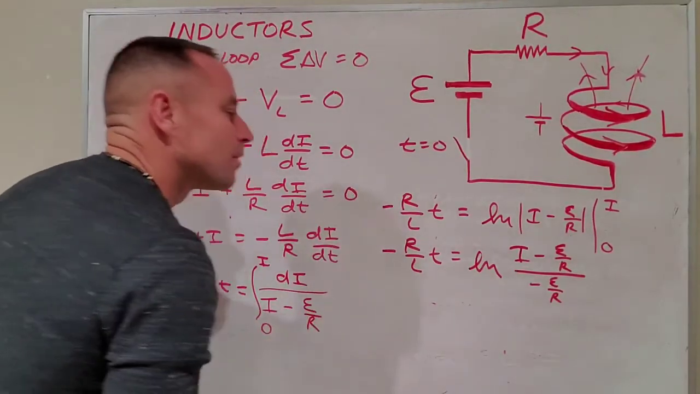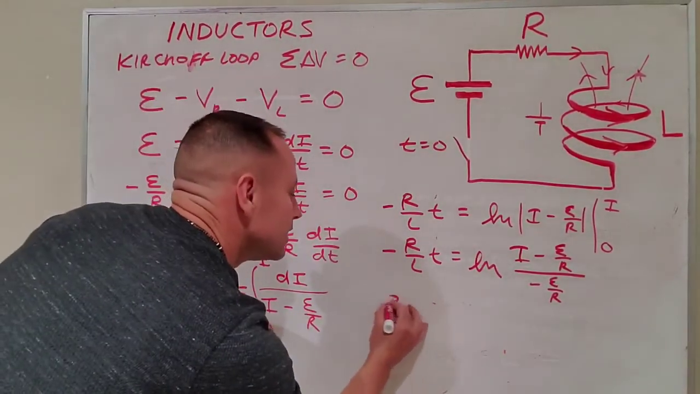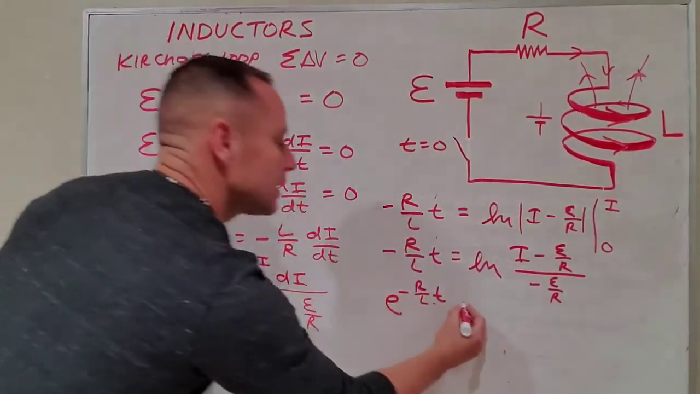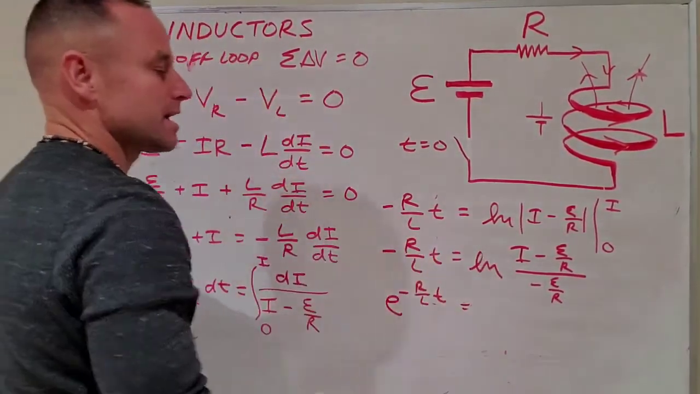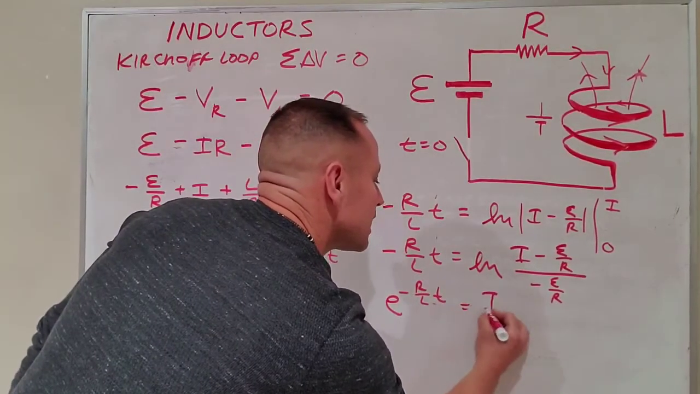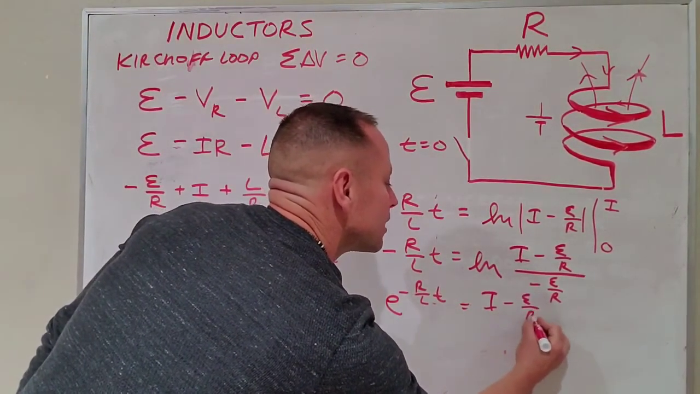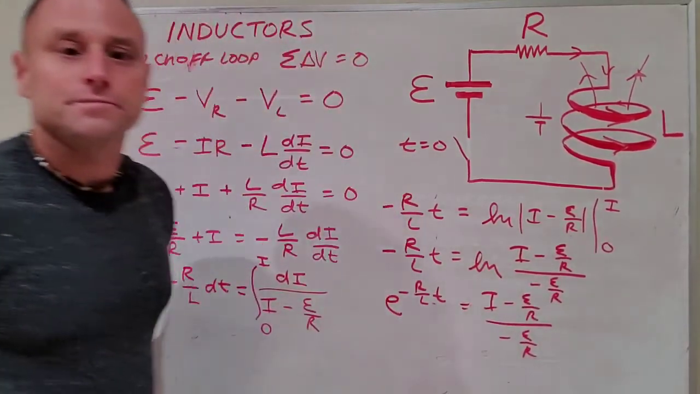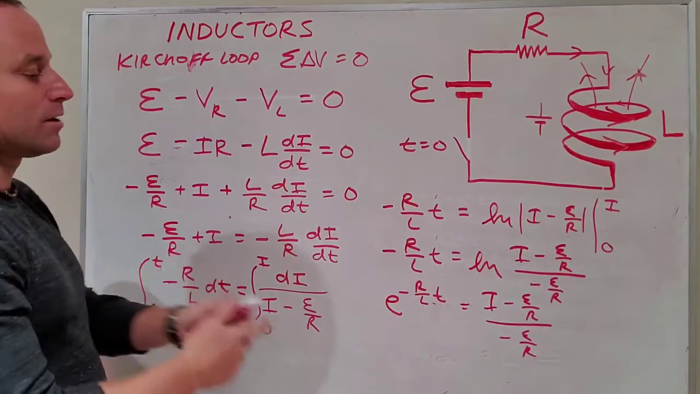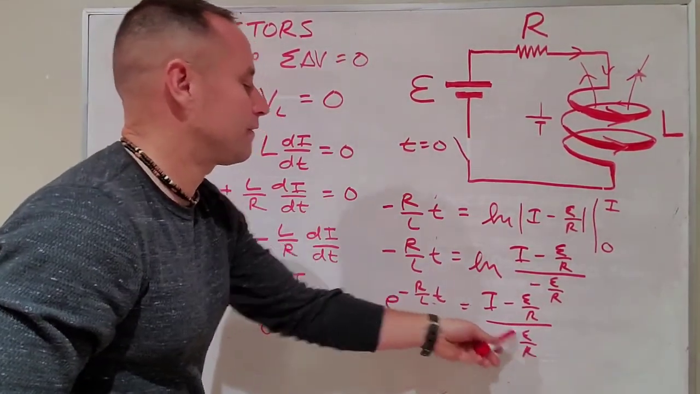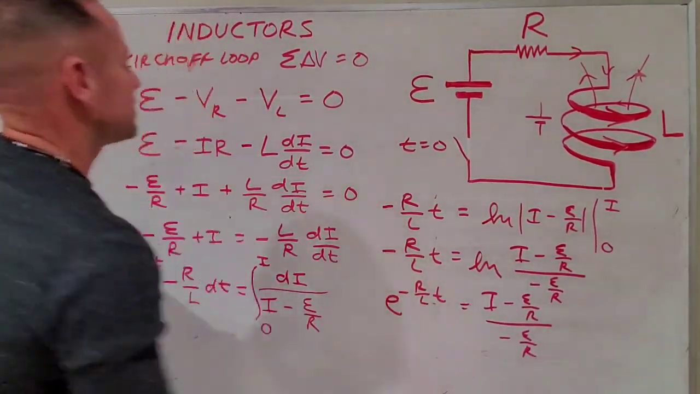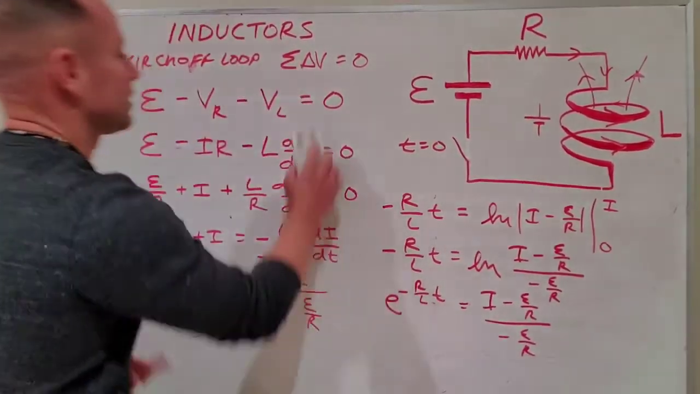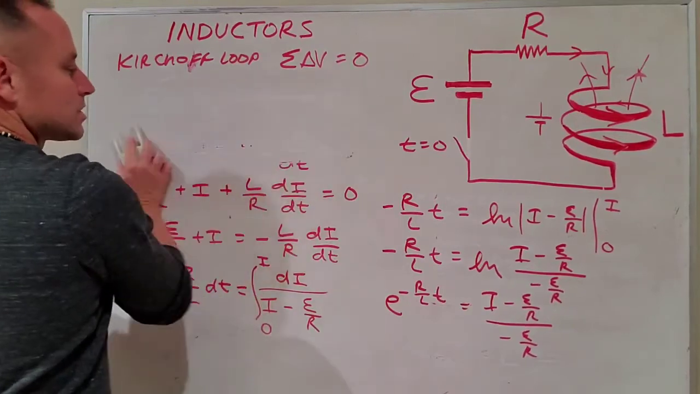Got to exponentiate both sides. So you get e to the minus r over L t, just exponentiating that side. Exponentiating this side gets rid of the natural log, so you get I minus epsilon over r divided by minus epsilon over r. Then our final move is we just need to solve for the current. To clear up space, I might go back up here. Wish I had one more line down there. So let's just wrap this up.